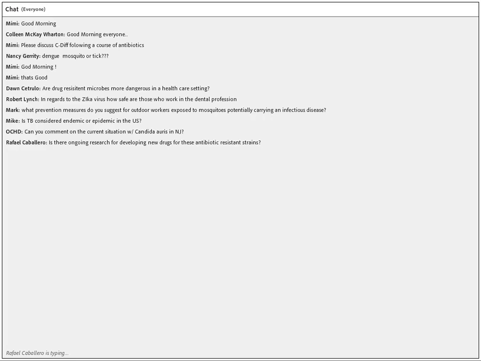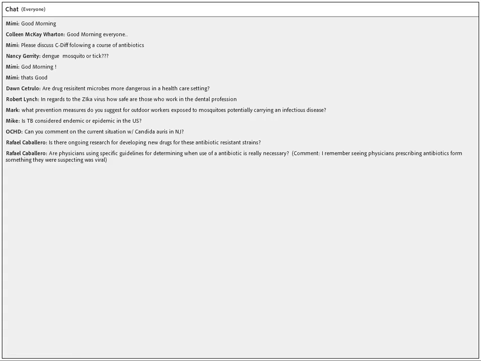Is TB considered endemic or epidemic in the U.S.? I think it depends on which area of the United States you're talking about. There are some areas where TB is really both, I think. Tuberculosis disease is prevalent throughout the United States, and in certain urban locations or in certain populations, it is epidemic and you see TB more prevalent. But really, it is endemic throughout the United States.